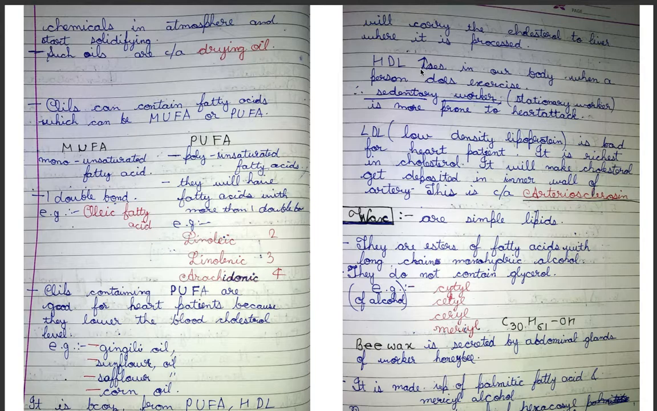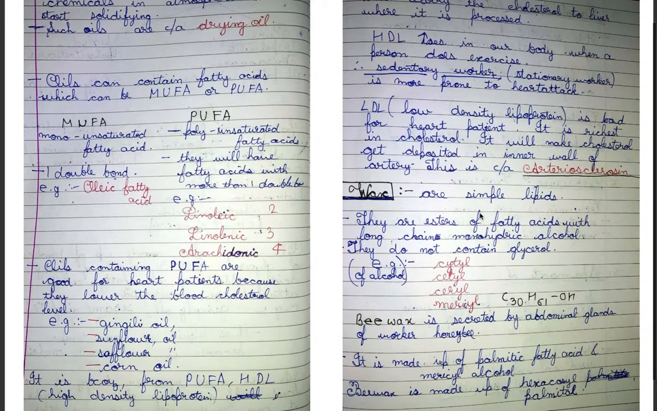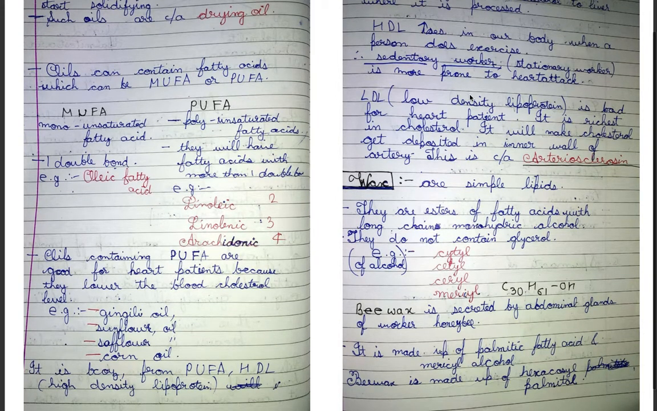Now HDL increases in concentration in our body when a person does exercise. A sedentary worker, that is a stationary worker, is more prone to heart attack because of less presence of HDL. Now LDL is the low density lipoprotein. It is bad for heart patients. It is richest in cholesterol. It makes the cholesterol deposit on the inner wall of the artery, and this process of deposition is called arteriosclerosis.